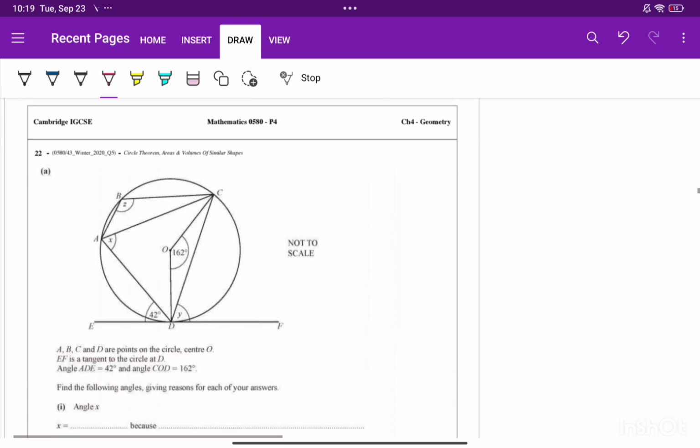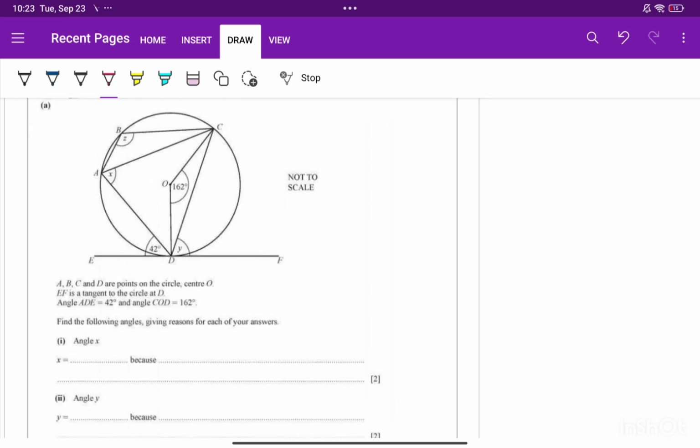Now let's move to question 22. This question is taken from winter 2020 variant 4.3. A, B, C, D are points on the circle, center O. EF is tangent to the circle. So this means this is a straight line. Angle ADE is equal to 42. Angle COD is equal to 162. Find the following angles, giving reasons for each of your answers.